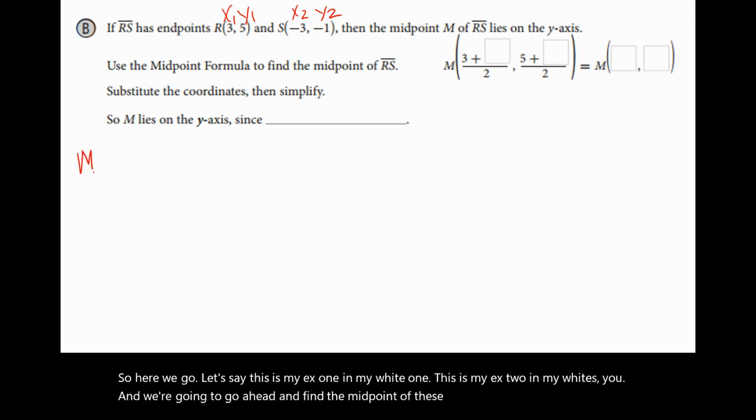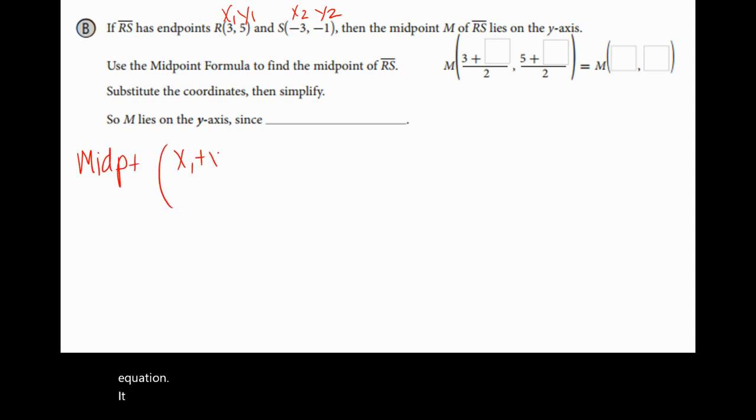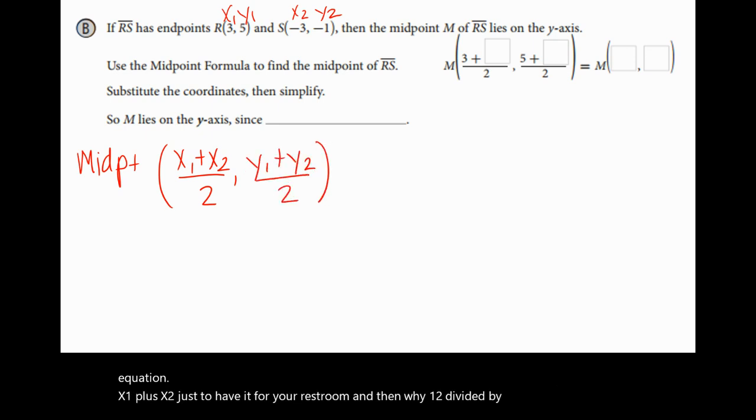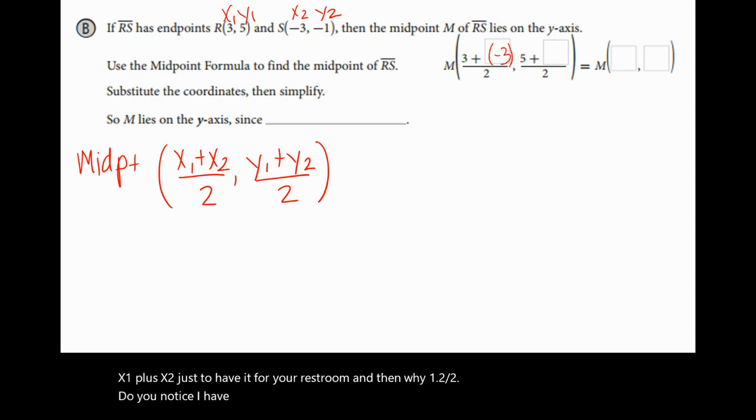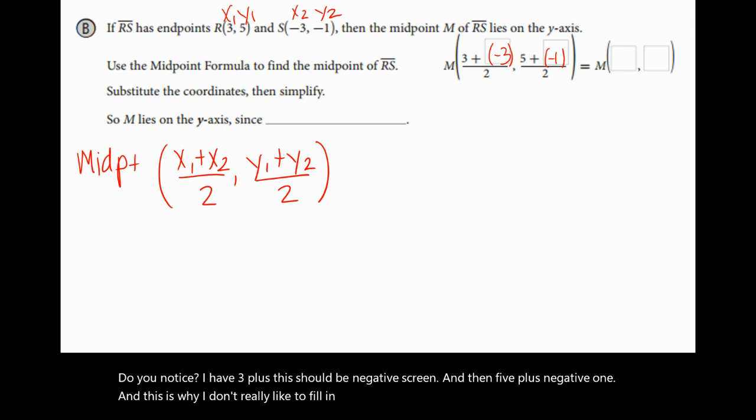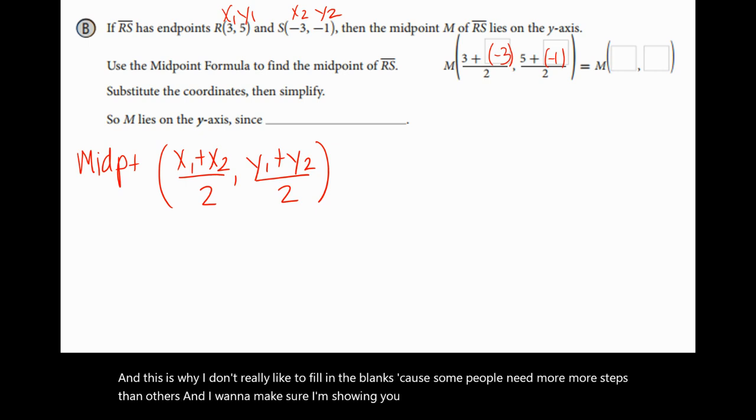So let me write down the equation. It is x1 plus x2, just so you have it for your reference, and then y1 plus y2, divided by 2. So you'll notice I have 3 plus, this should be negative 3, and then 5 plus negative 1. And this is why I don't really like to fill in the blanks, because some people need more steps than others. And I want to make sure I'm showing you all the steps, even though some of you don't need them.